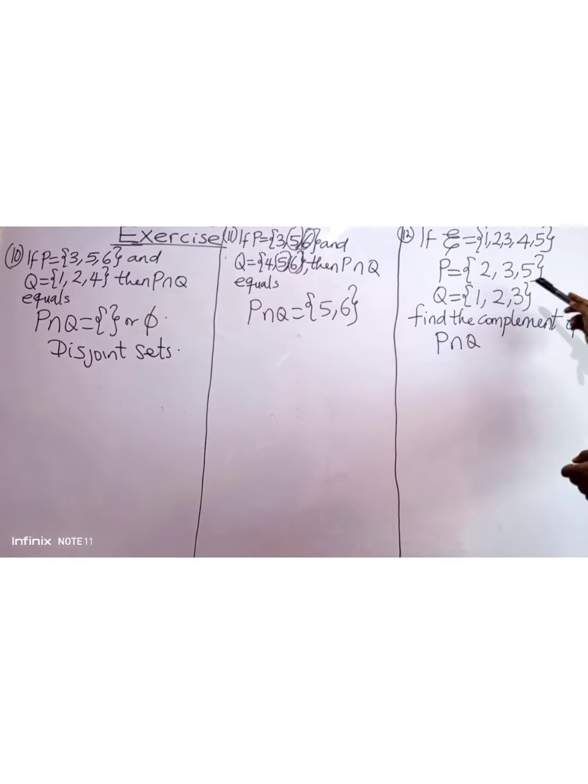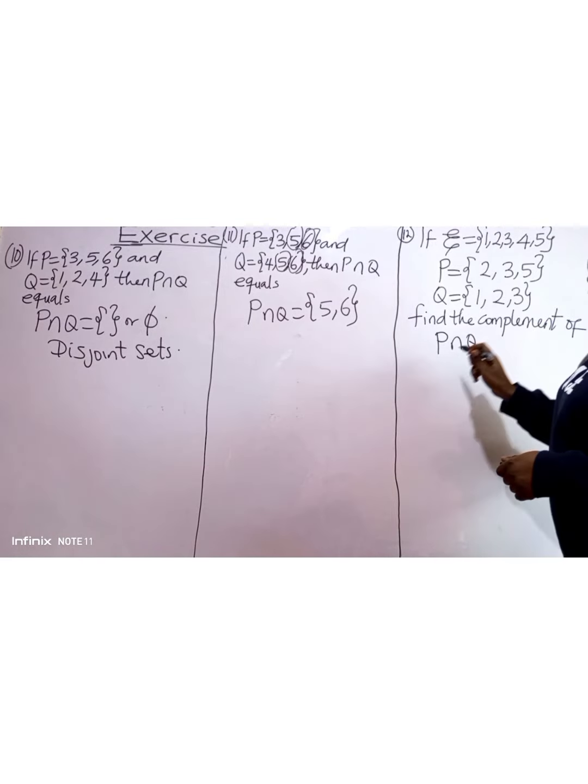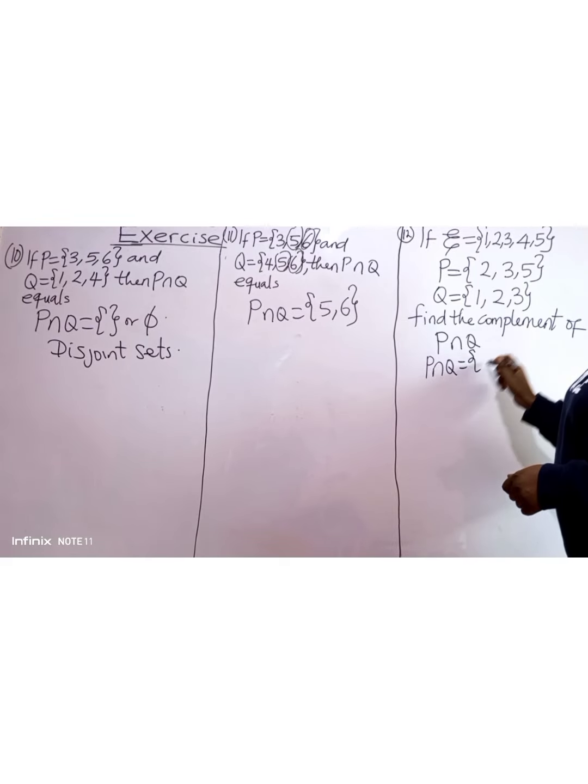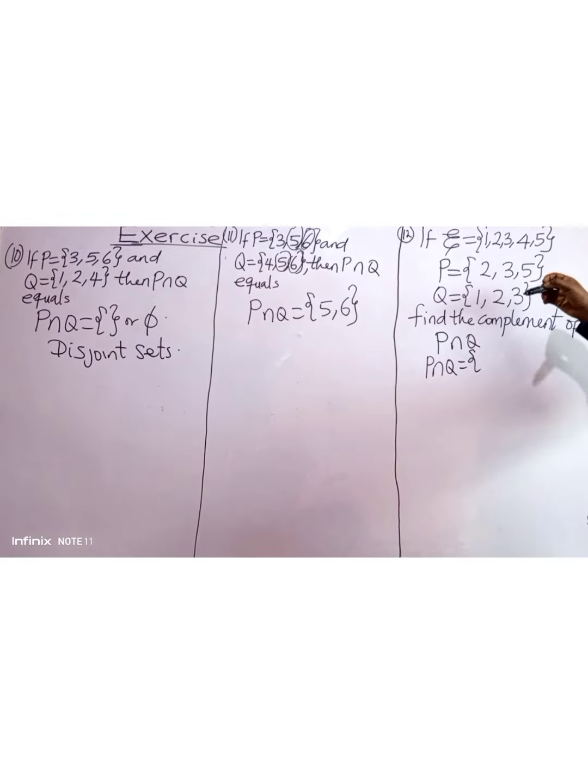So P is equal to {2, 3, 5}. Q is equal to {1, 2, 3}. Find the complement of P intersects Q. So the first thing is that you have to find P intersects Q. That is the elements that are common to both P and Q.